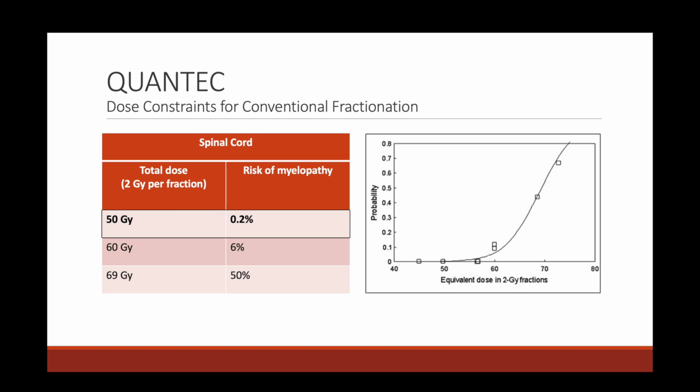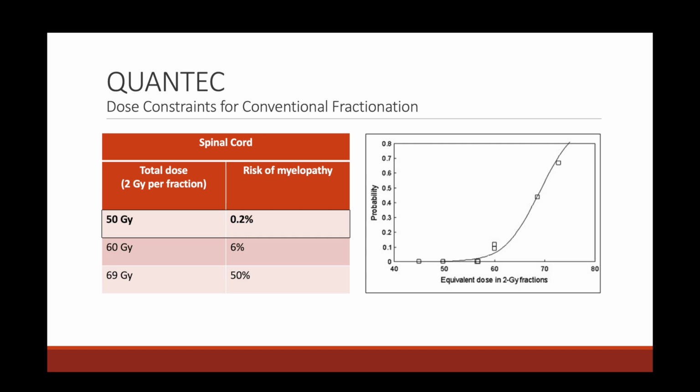So the QUANTEC experiment for the spinal cord, what they did is they looked at the equivalent dose in 2 gray per fraction for many, many patients, and they looked at whether or not those patients developed this permanent myelopathy from radiation. And based on this data of the equivalent dose in 2 gray per fractions and whether or not these patients developed myelopathy, they created these normal tissue complication probability curves. These are called NTCP curves, and they tell us the probability of having a particular side effect at a particular dose.